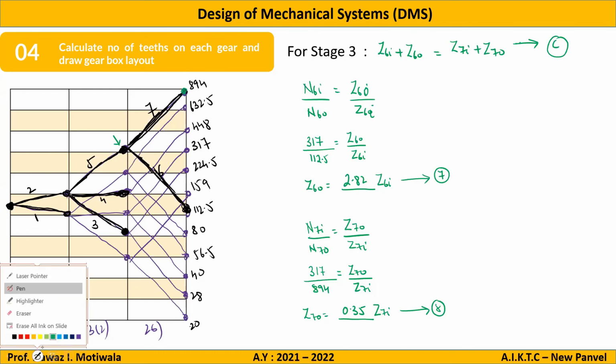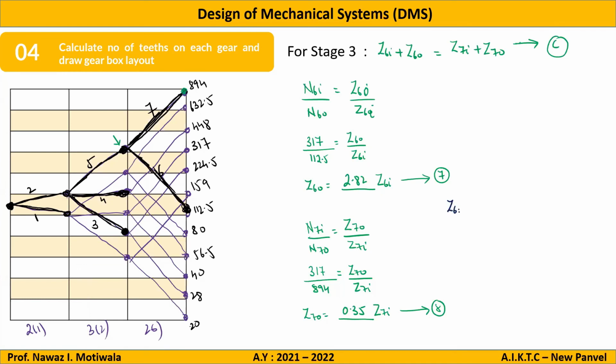Similarly, I will put all the things in equation number C. So I will get Z6I as it is. In place of Z6O, I will write 2.82 Z6I is equal to Z7I as it is, and in place of Z7O, I will write 0.35 Z7I. So if I solve this, I will get 1 plus 2.82, that is 3.82 Z6I is equal to 1.35 Z7I.